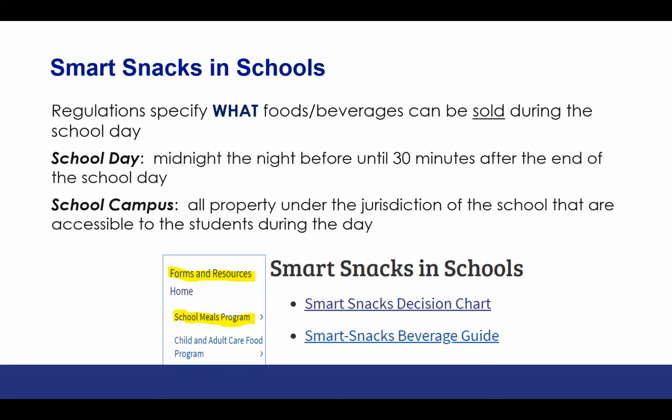So the competitive foods policy was when foods could be sold. Smart snacks in schools are regulations that specify what foods or beverages can be sold during the school day. The school day is defined as midnight the night before until 30 minutes after the end of the school day. And school campus is considered all property under the jurisdiction of the school that are accessible to students during the day.